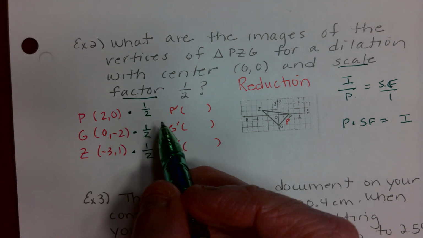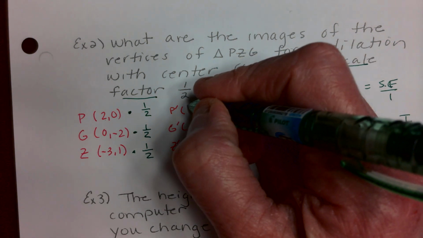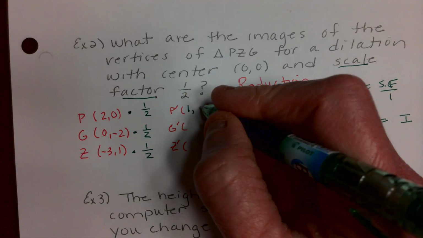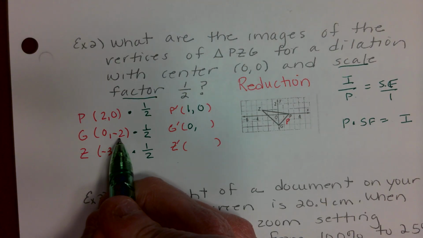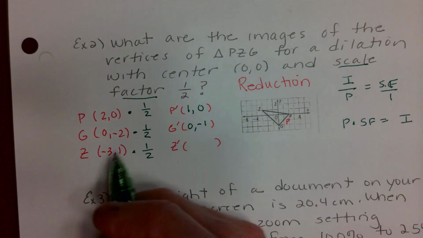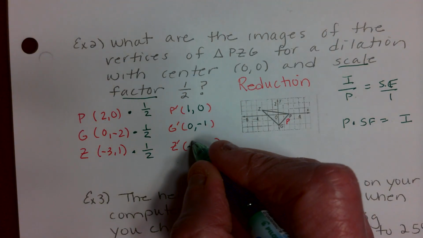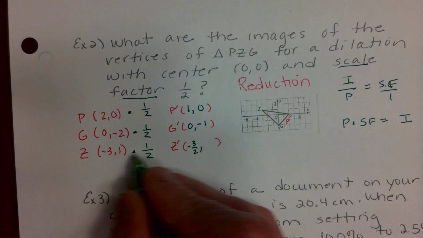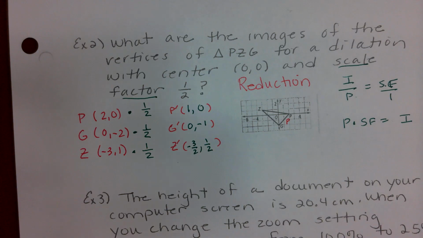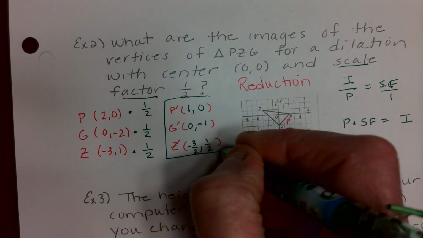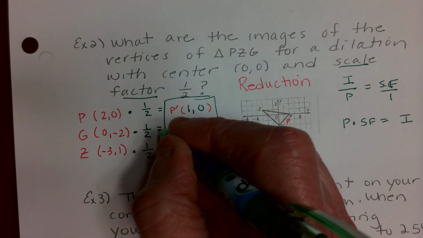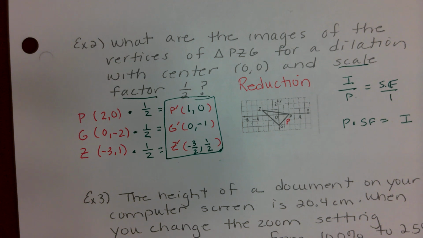You just multiply each coordinate. 2 times a half, 1. 0 times a half, 0. 0 times a half, 0. Negative 2 times a half, negative 1. Negative 3 times a half, negative 3 halves. 1 times a half, 1 half. We officially have our answer. It didn't actually say to plot it. We could, but it asked you for the images, and there they are. Okay?